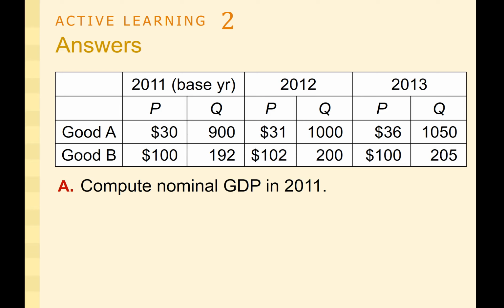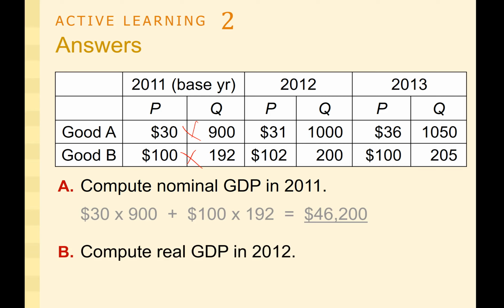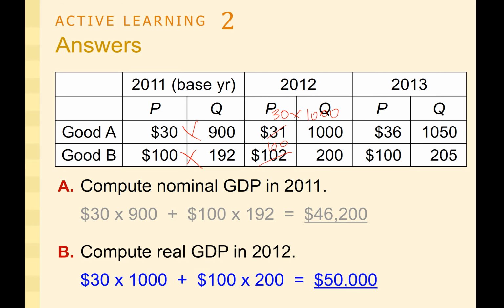Find the nominal GDP in 2011. We're going to do price times quantity, add those up, and we're going to get 46,200. Pretty basic. B, to find real GDP in 2012. Remember, we're going to use our base year prices. And so we're going to say it's going to be 30 times 1,000, right? Because we look at the new quantities, but we hold the prices constant. And we're going to use our base year price here. So 100 times 200. So our real GDP is going to be 50,000 for 2012.